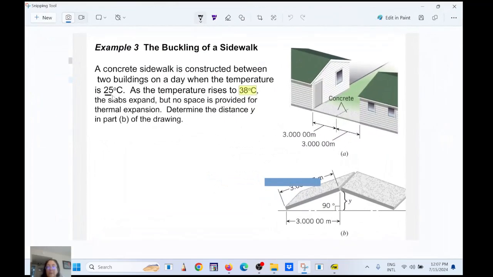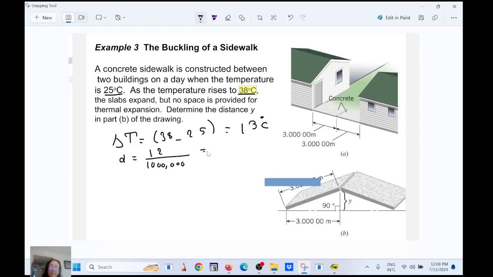Right, so first it is 25 degrees Celsius and everything is good. And now it's going to rise to 38 degrees Celsius. So it's a huge variation in temperature just in a day. So it's going to be 38 minus 25. So that will be the change in temperature. So that's 13. So 25 here, 38 here. Then alpha will be 12 parts per million, or 12 times 10 to the negative 6.